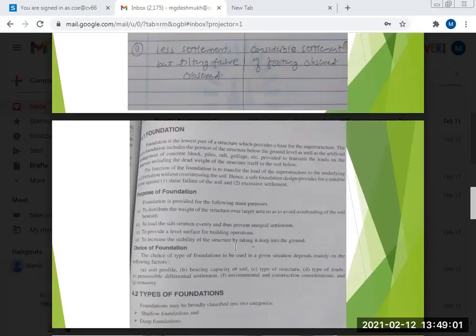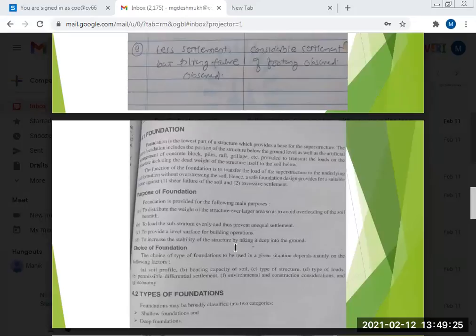But if there is some problem, if you are getting some problem in the soil, then you use any convenient ground improvement technique. You add that ground improvement technique to the soil, and after the ground improvement, if the properties of the soil have improved and it is going to resist the superstructure, it is okay, then you can carry on.